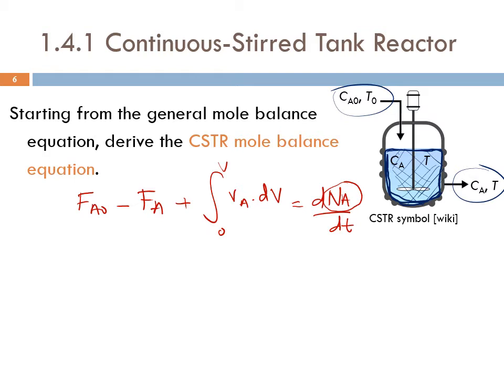However, the change of NA with time is 0. Why is that? Because it's operated under steady state, right? What does steady state operation mean? Steady state operation means the process variables do not change with time. Process variables like what? Like CA, like NA, like T. So they are not changing with time. Therefore, in this case, dNA by dt equals 0.